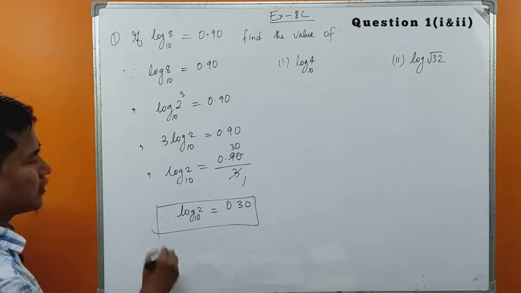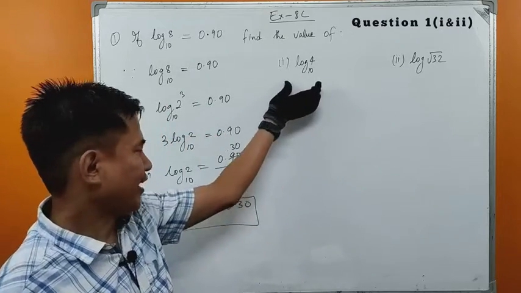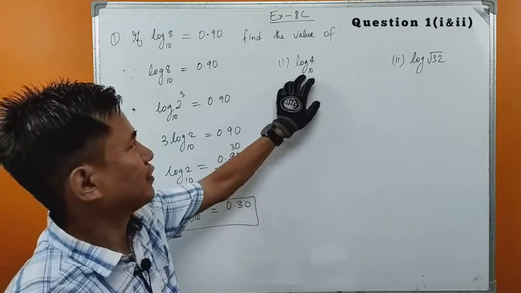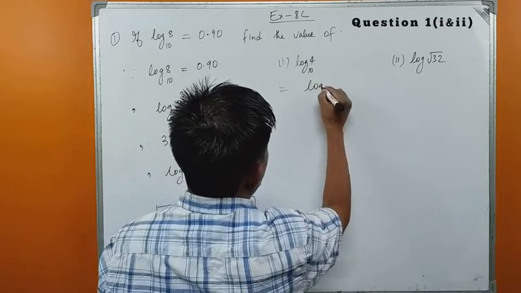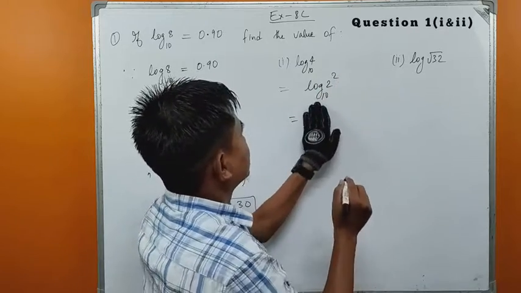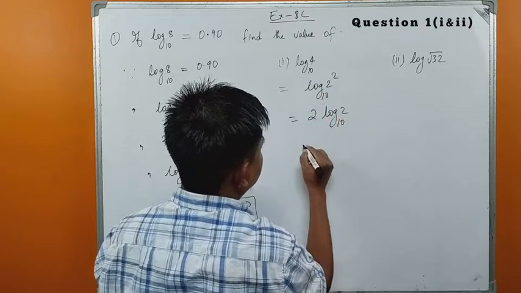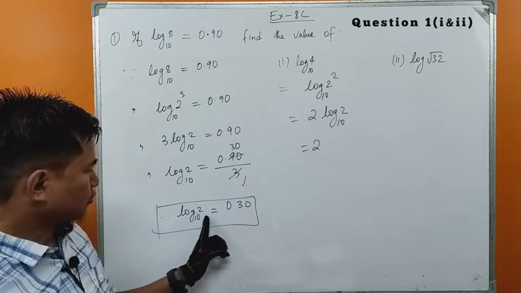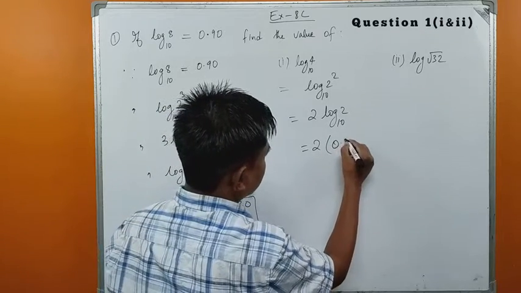So we found this. Now we will convert this and this in the form of log 2, and we will put the value of log 2 as 0.30 to find the value of these numbers, okay. Now let us do log 4. Log 4 means log 2 squared to the base 10, isn't it? So this 2 can be brought in the front, 2 log 2 to the base 10, and log 2 to the base 10 means 0.30, isn't it?